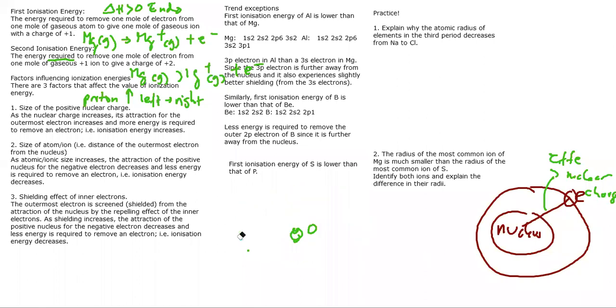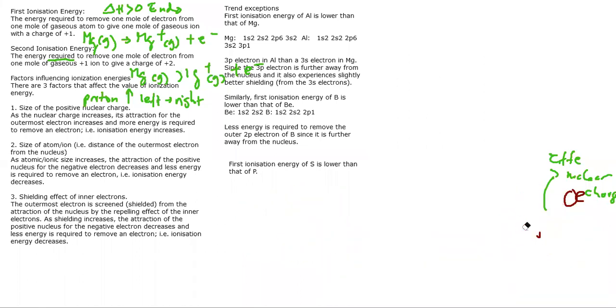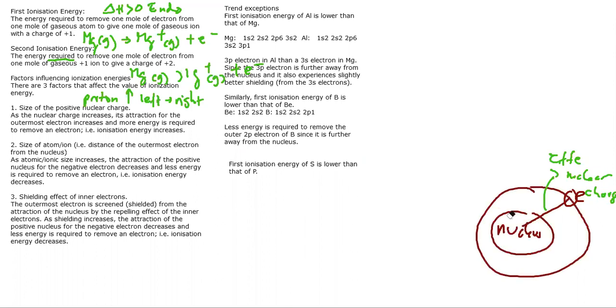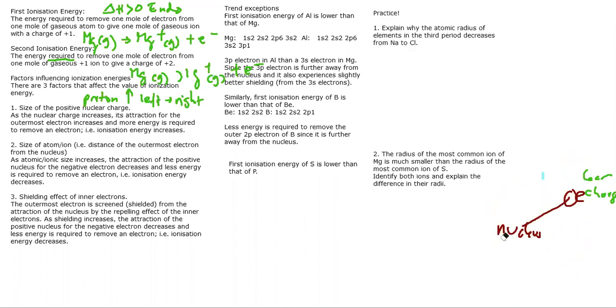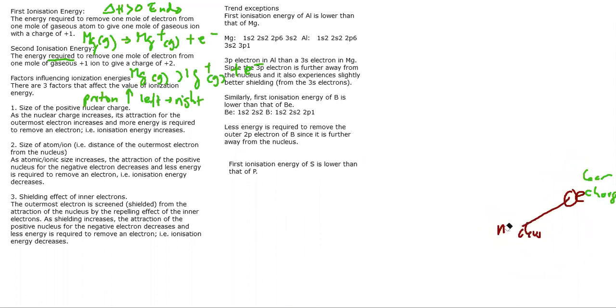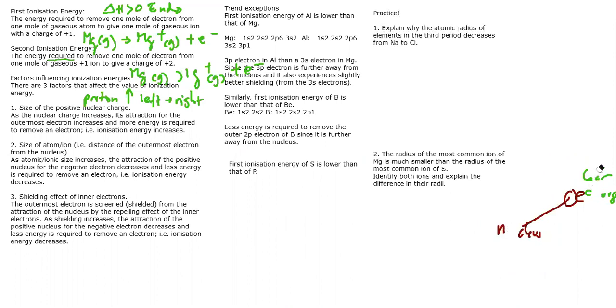The third factor is the shielding effect. The shielding effect is also related to the value of the ionization energy. As the shielding effect increases, the attraction of the positive nucleus for the negative electrons decreases, less energy is required to remove the electron, and then the ionization energy decreases.